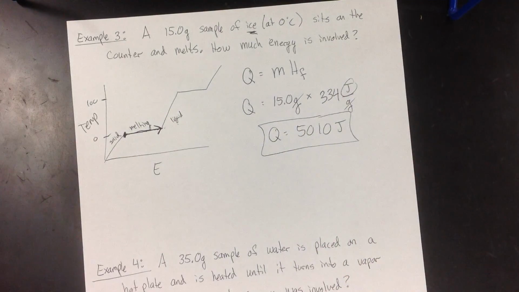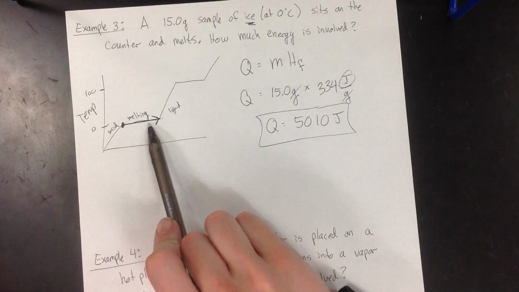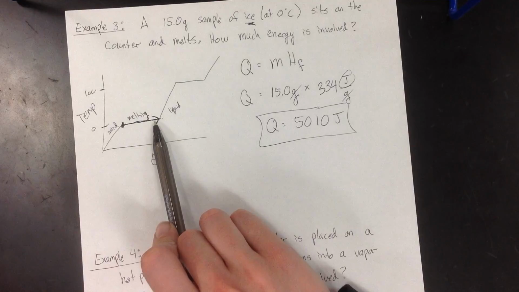Much easier equation to look at and to use because we're not going through temperature changes. That's because we're not speeding up our particles. We're instead pulling them apart. We're changing their phase. We're changing their arrangement. We're melting them. So we're on this flat line without any temperature change.